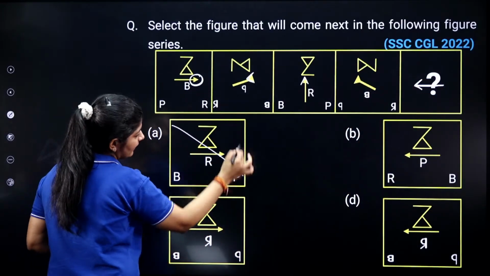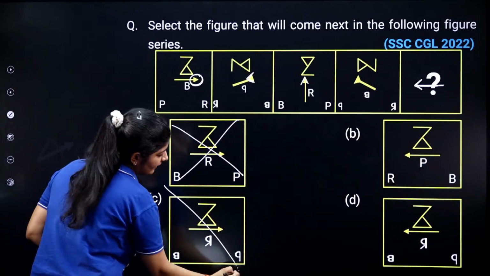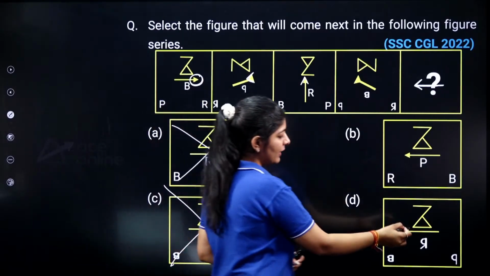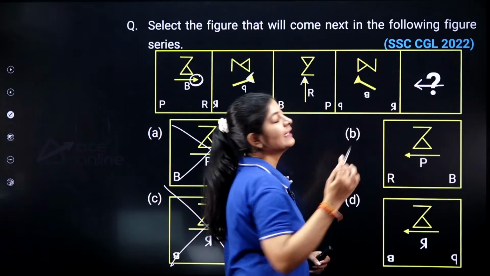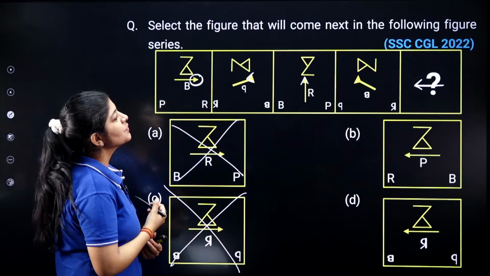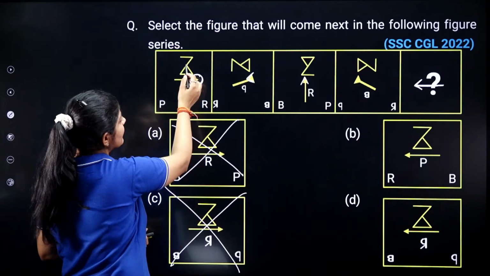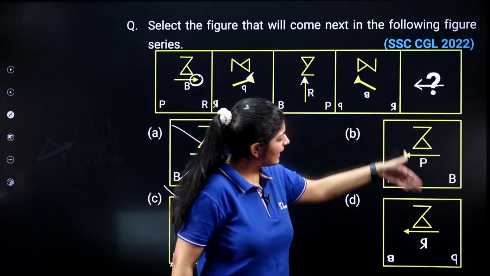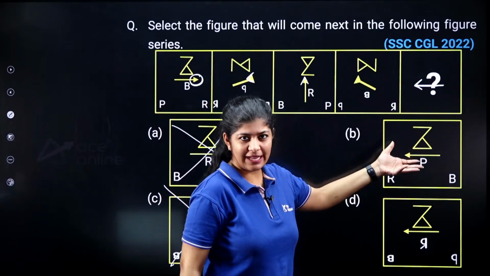Do we have that? No. Do we have that? No. Do we have that? Yes. Do we have that? Yes. Now, the next thing we need to do is check this sign, and we can say that in both of these diagrams we are having the same sign.